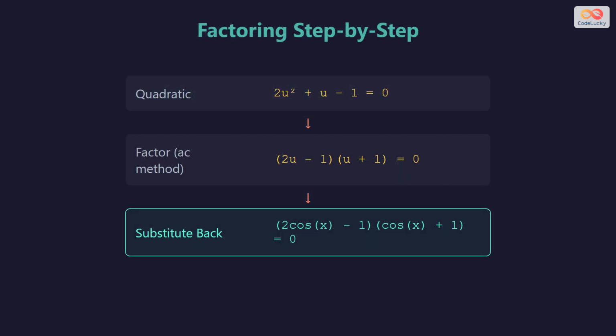Now we simply focus on factoring the algebraic quadratic equation 2u squared plus u minus 1 equals 0. Using your preferred factoring method, such as the C method or grouping, this factors into the quantity 2u minus 1 times the quantity u plus 1. Once factored, we must not forget the most important step, substituting back. Replace every u with cosine x. We now have the quantity 2 cosine x minus 1 times the quantity cosine x plus 1 equals 0.